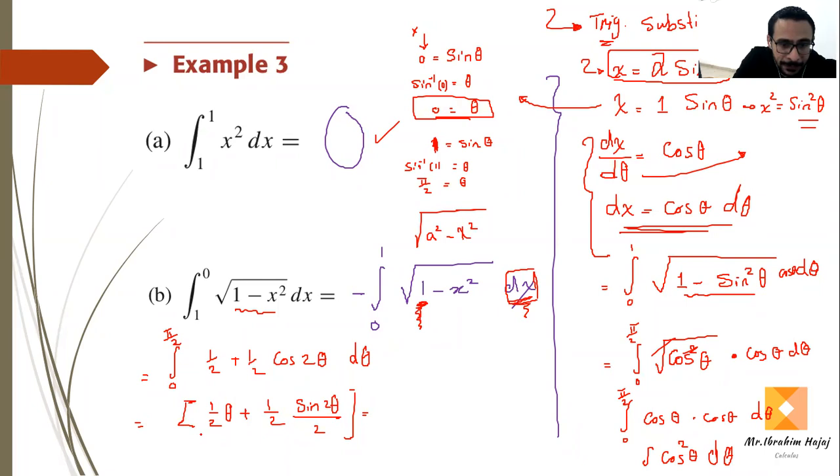Now half theta, let's substitute pi over 2, ignoring the zero completely because it gives zero anyway. Okay, pi over 2, so you have 1 over 2 times pi over 2, this is the theta, plus 1 over 4 sine 2 theta. Sine of 2 times pi over 2 is sine pi, which is 0. You will cancel it out, so it's 0.